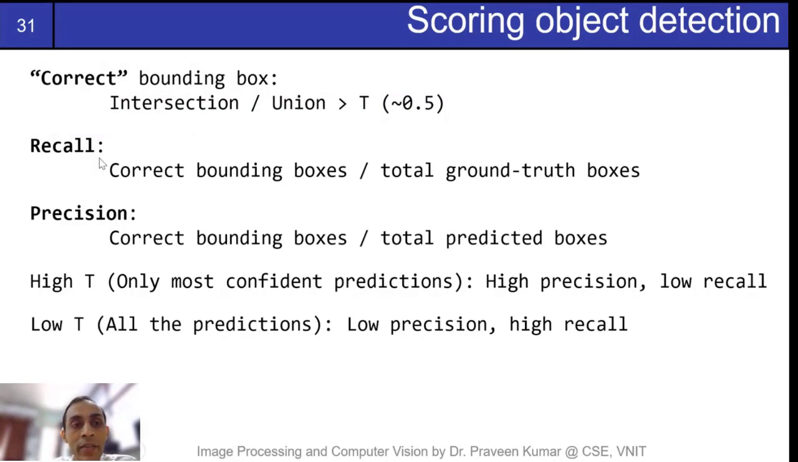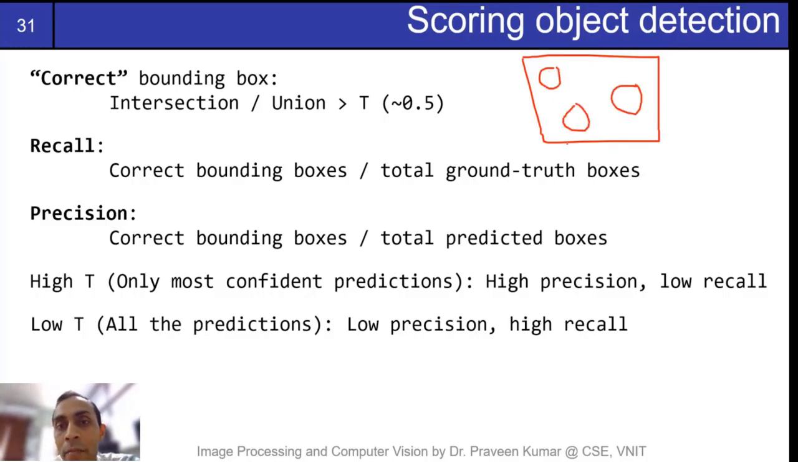So now there will be two metrics: recall and precision. Recall is basically, if you remember, let us say there were three ground truth objects in the scene, and your classifier detected two of these, plus it detected some false one. So it has two true positives and one false positive, and it has missed one actual object there. In this case, the recall will be the correct bounding boxes, which is 2, upon the total, which was 3.